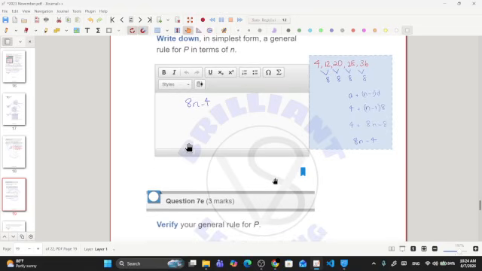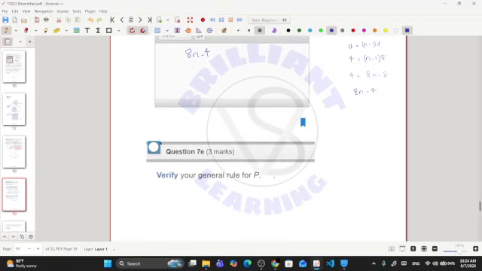We can take any three values, right? So let me take the values of 1, 3, and 5. n equals 1, n equals 3, and n equals 5. So 8n minus 4 can be written as 8 minus 4, which becomes 4. 8 times 3 minus 4 gives us an answer of 20. And 8 times 5 minus 4 gives me an answer of 36.